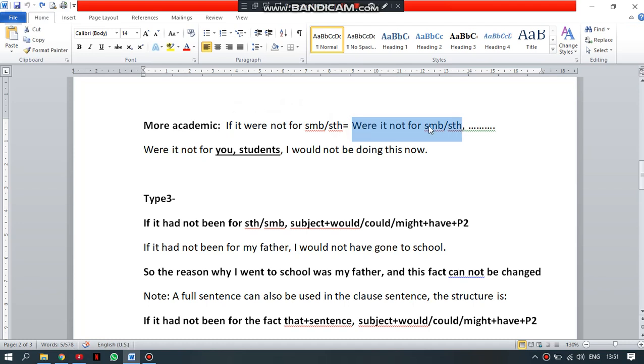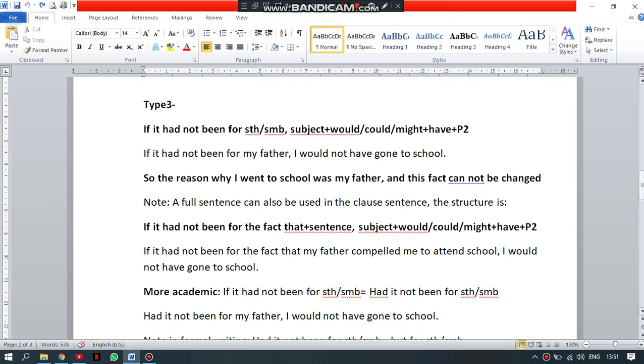Remember, we just need to use were at the beginning of the sentence and remove if from the sentence, and that will be alright. Were it not for you students, I would not be doing this now. So as you can see, we make changes to the first part of the sentence. Actually, this is called the closed sentence. This is the main sentence. So we don't make any changes to the main sentence.